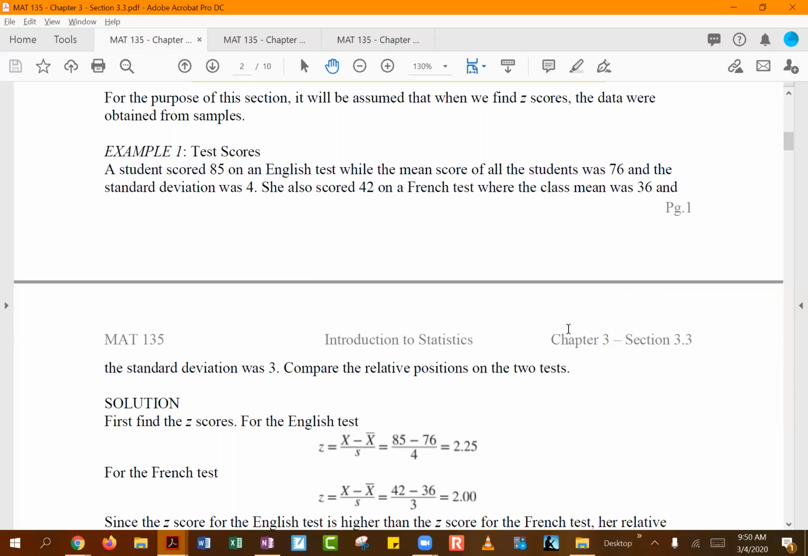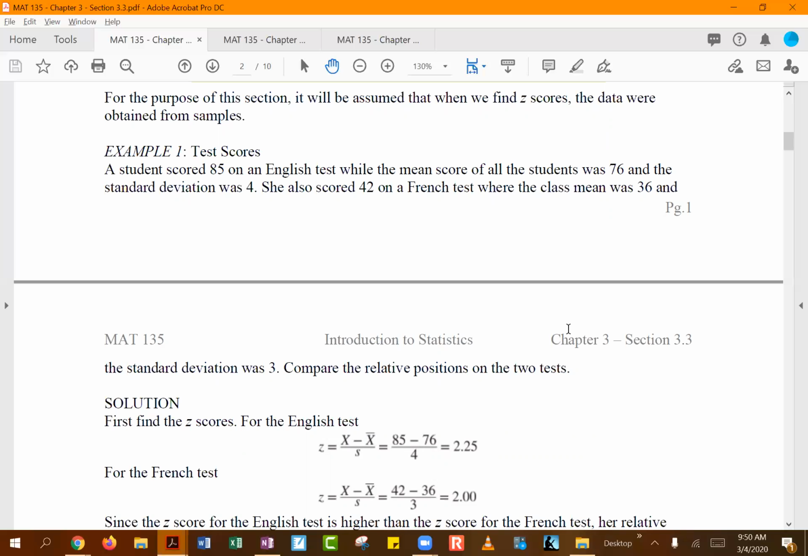A student scored 85 on the English test, and the mean for all these scores was 76, and the standard deviation was 4. So this particular student scored 85 on the English test, but for the entire class, they're telling us the mean was 76 and the standard deviation is 4. The same student also scored a 42 on a French test, and the class mean was 36 and the standard deviation was 3. So again, we're trying to compare which exam she performed better on.